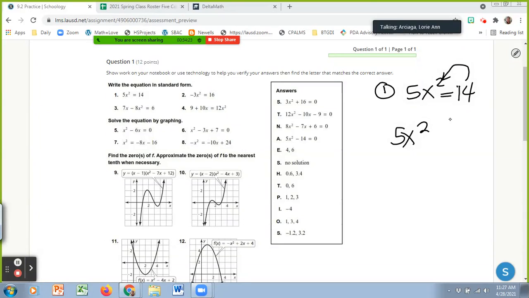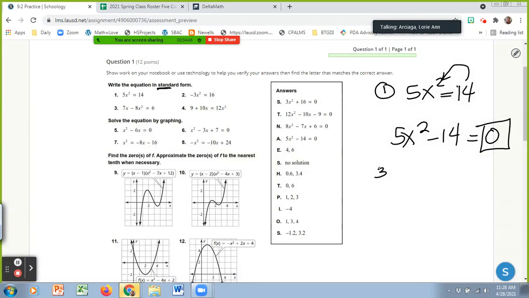5x squared, so the 14 will become negative 14 equal to 0. So you know you're done when the right-hand side is 0. Does that make sense? You're not solving here. It just says write the equation in standard form. So you're just finding the equation that looks almost the same as the problem.